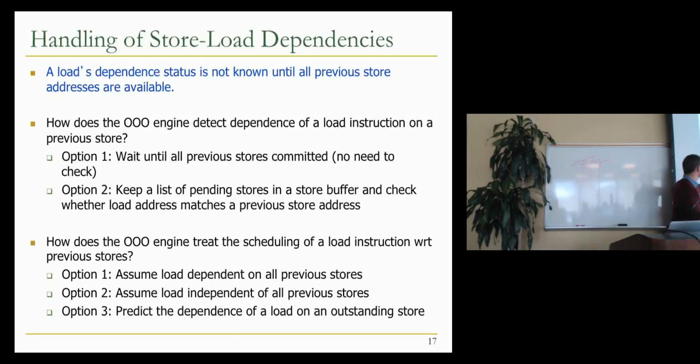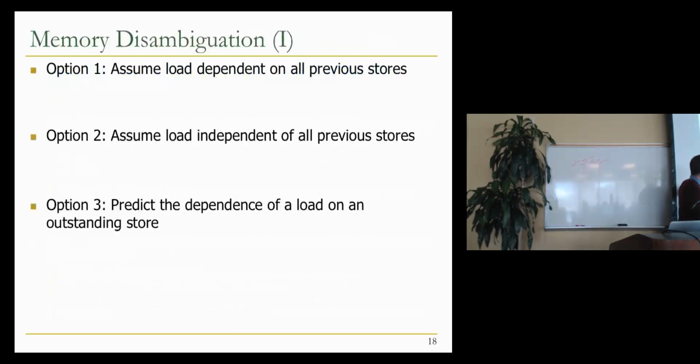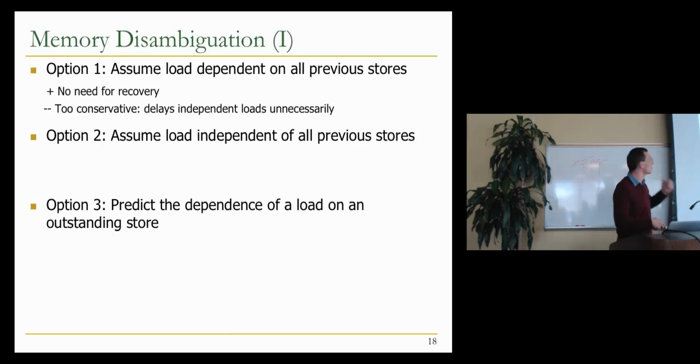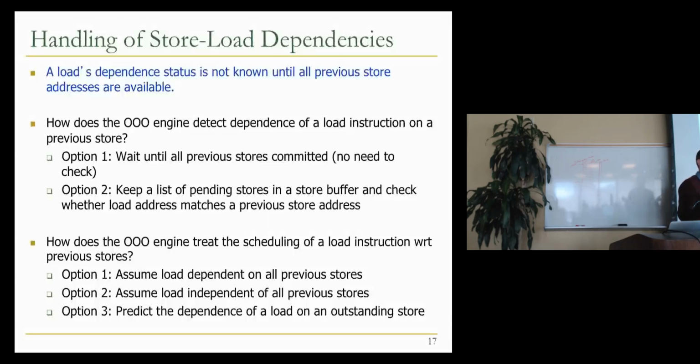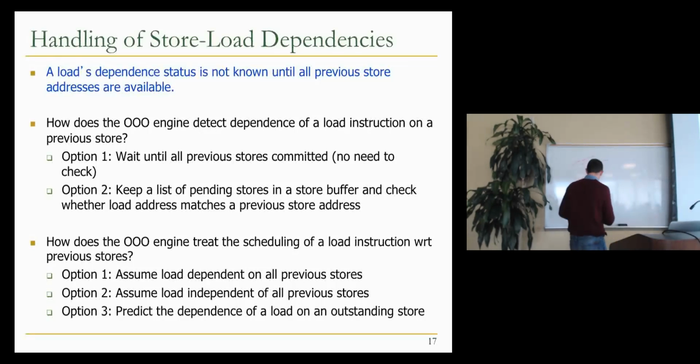The second option, assume the load is independent of all of them. And the third option is the more sophisticated approach. Let's take a look at the pros and cons. Well, the first one, there's no need for recovery, right? Basically, you wait for all of the previous stores to compute their addresses, and then do the check using the store buffer. Whenever all of the previous stores compute their addresses, the load that was waiting can now do the search.